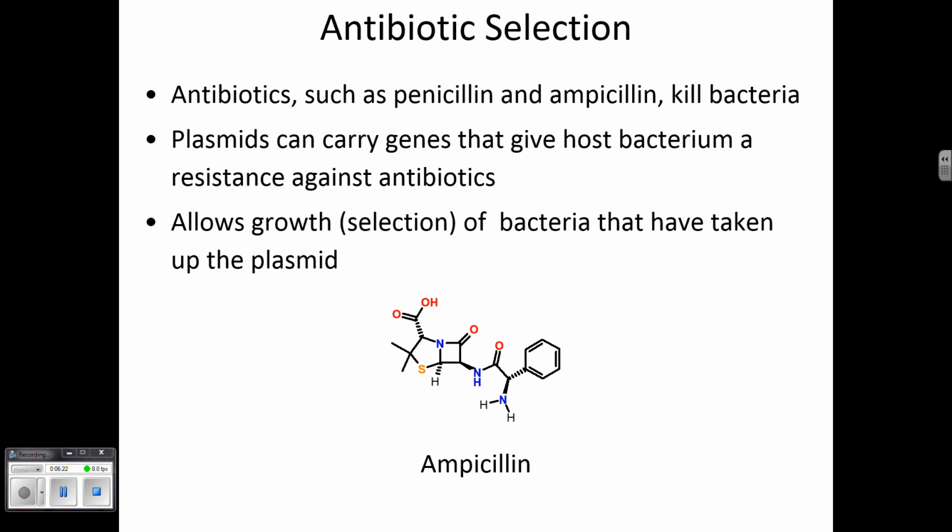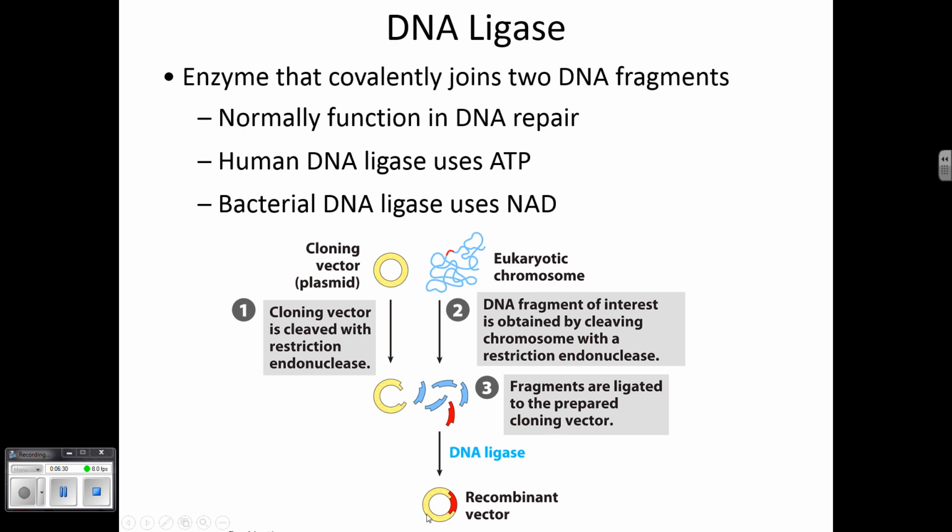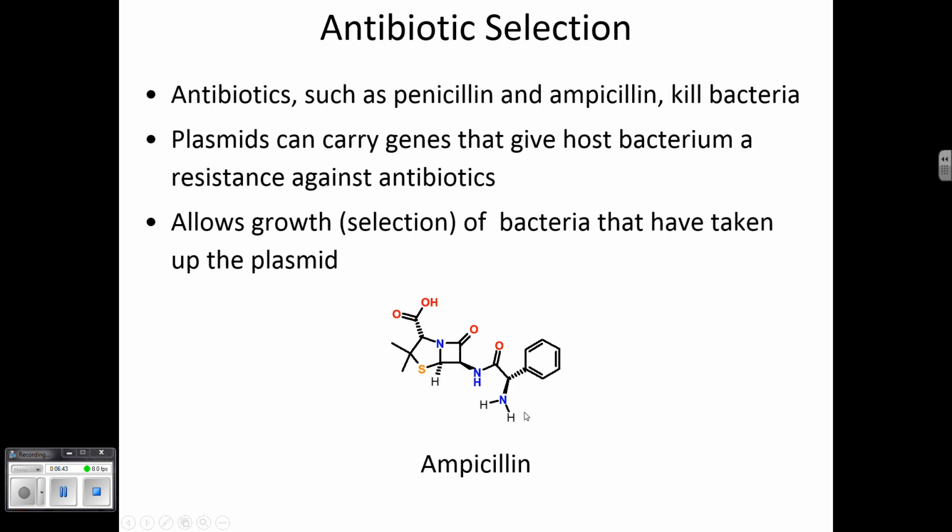Now that we have our gene of interest inserted into our plasmid, we move into antibiotic selection. So we've got our piece of DNA that we're interested in inside of our vector. We've transformed it, or put it into the bacteria or whatever organism we're going to use to grow, and now we move into antibiotic selection.